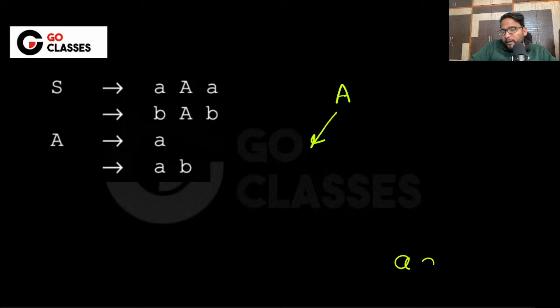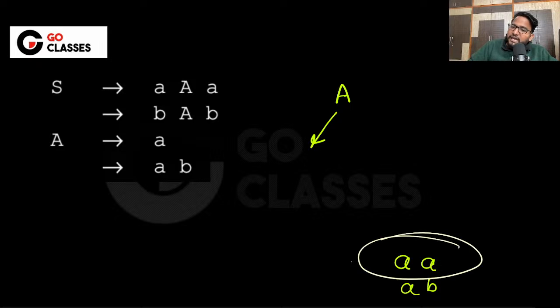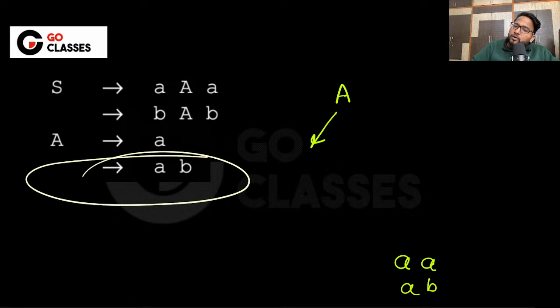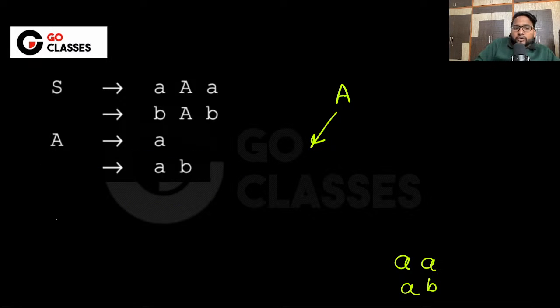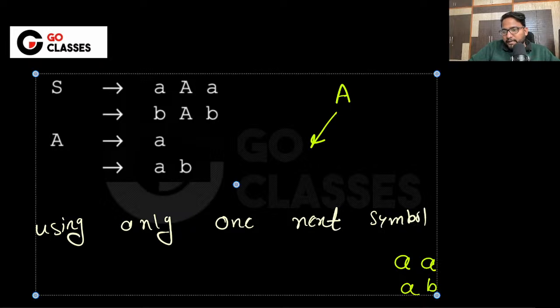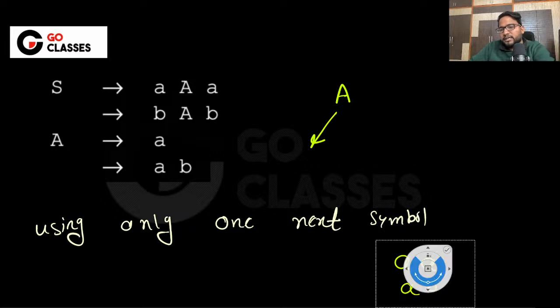What about if you have access to two symbols? What about if you also get to know whether the next symbol is A or AB? Let's suppose you get to know that the next symbol is AA. If you get to know the next symbol is A, will you ever go for this? Tell me, will you ever go for this? So using only one next symbol, or one lookahead symbol, we can't decide, right? Using only one next symbol, we can't decide.